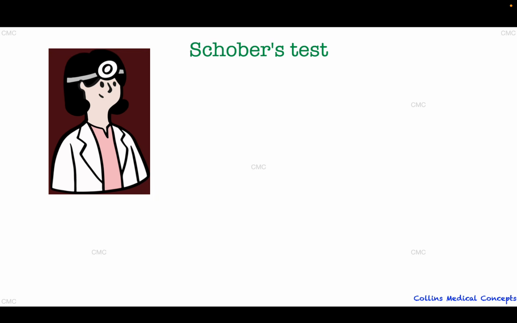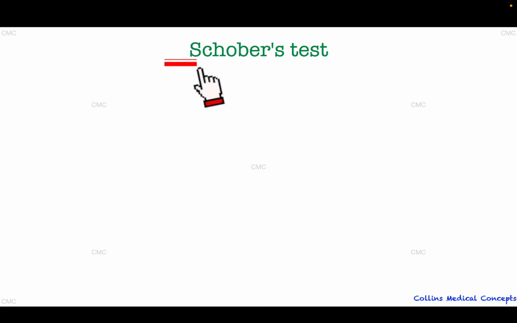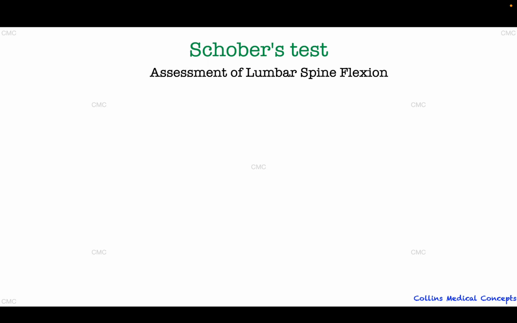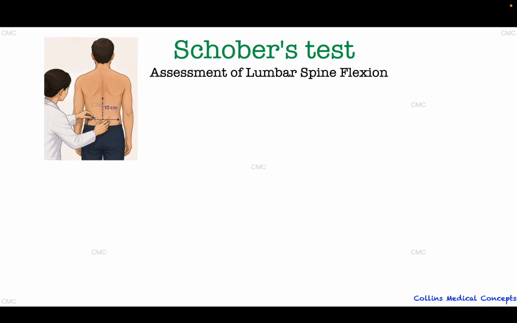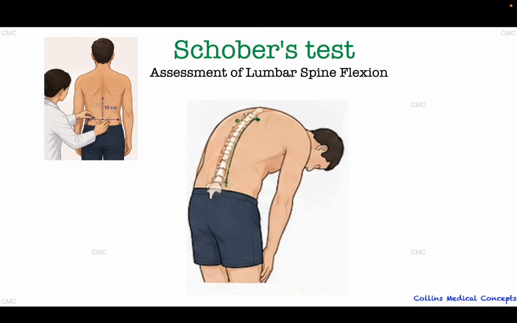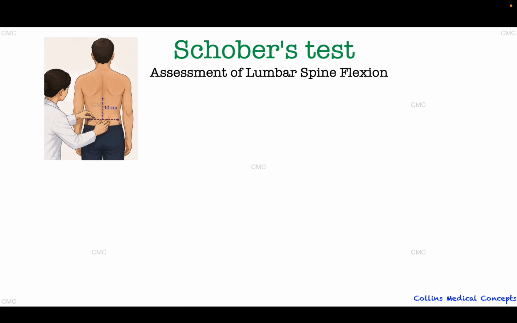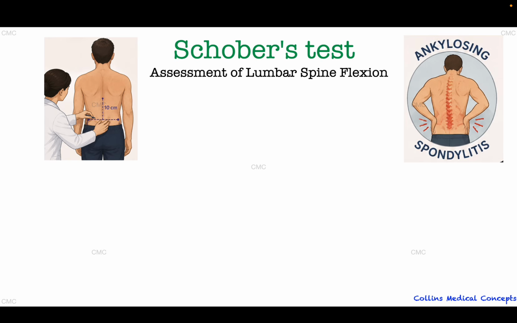I'm Dr. Collins, and in this clinical examination video, we're going to look at Schober's test, a special test used to assess lumbar spine flexion. Schober's test helps determine whether there is reduced movement of the lumbar spine, which typically occurs in inflammatory conditions such as ankylosing spondylitis. Before we demonstrate the technique, let's quickly recap the anatomy.